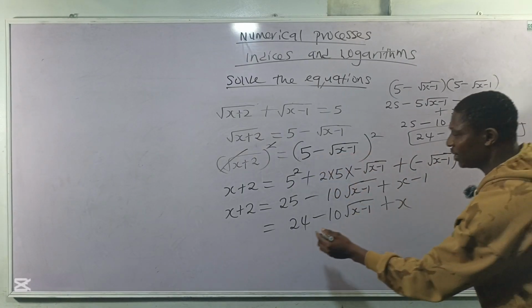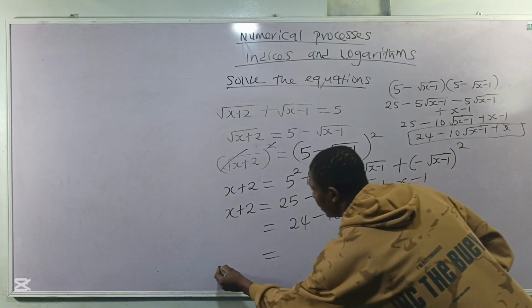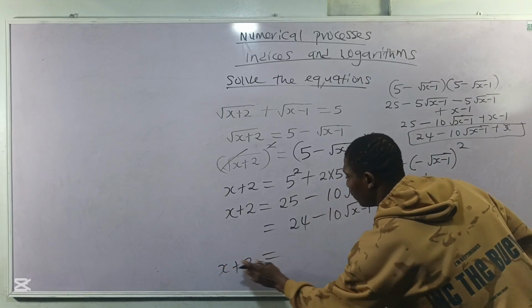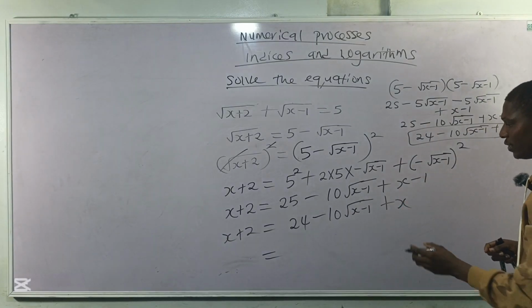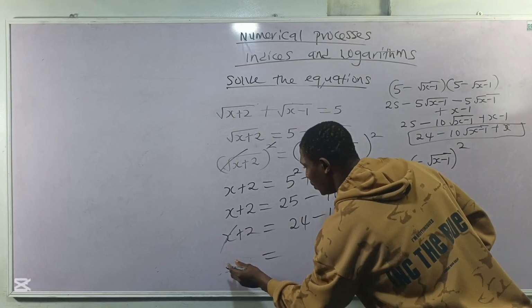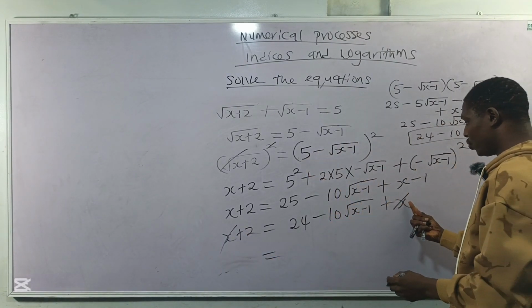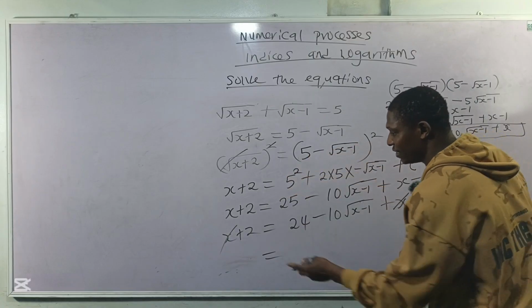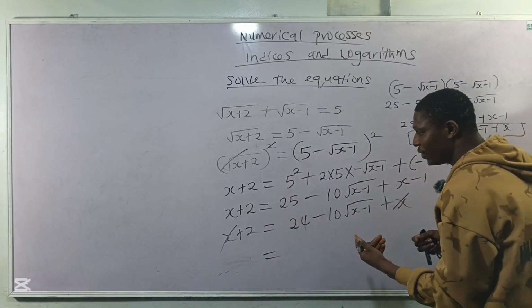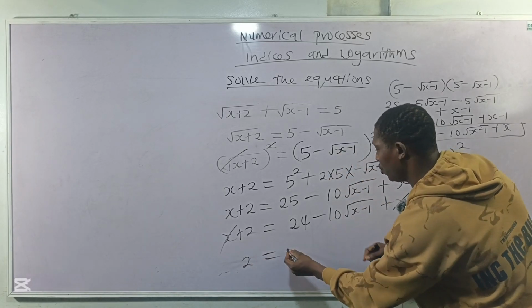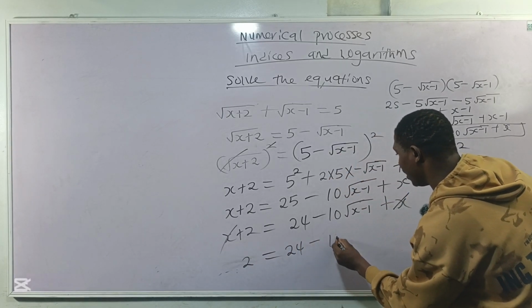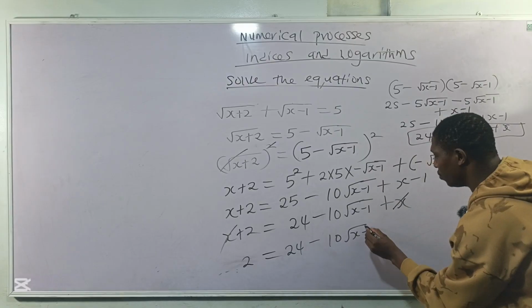So we have this, and this x plus 2. Let me put my x plus 2. So you can see that this x here can cancel this x here, because if plus x goes to the other side, it will give you negative x. If this goes to the other side, it will still give you negative x, which is what? 0. So I have 2 to be equals to what? 24 minus 10 root x minus 1.